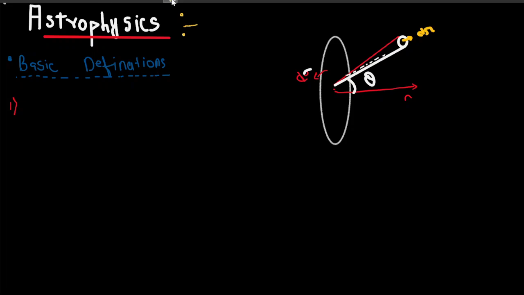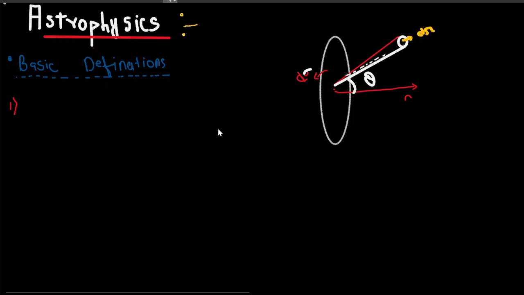So today we are going to discuss the astrophysics topic, and this topic is going to be on the radiation chapter. In this particular video, we are going to discuss some basic definitions of the radiation terms. So let's start with the basic definition of how we define the radiant energy which is flowing through a cross-section area of d sigma.